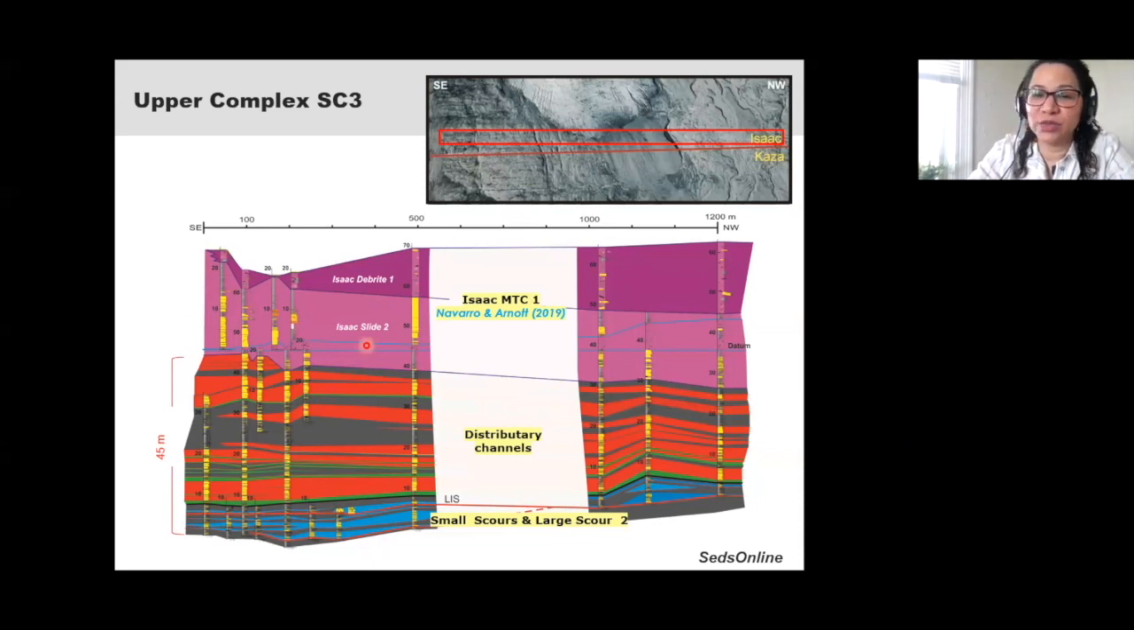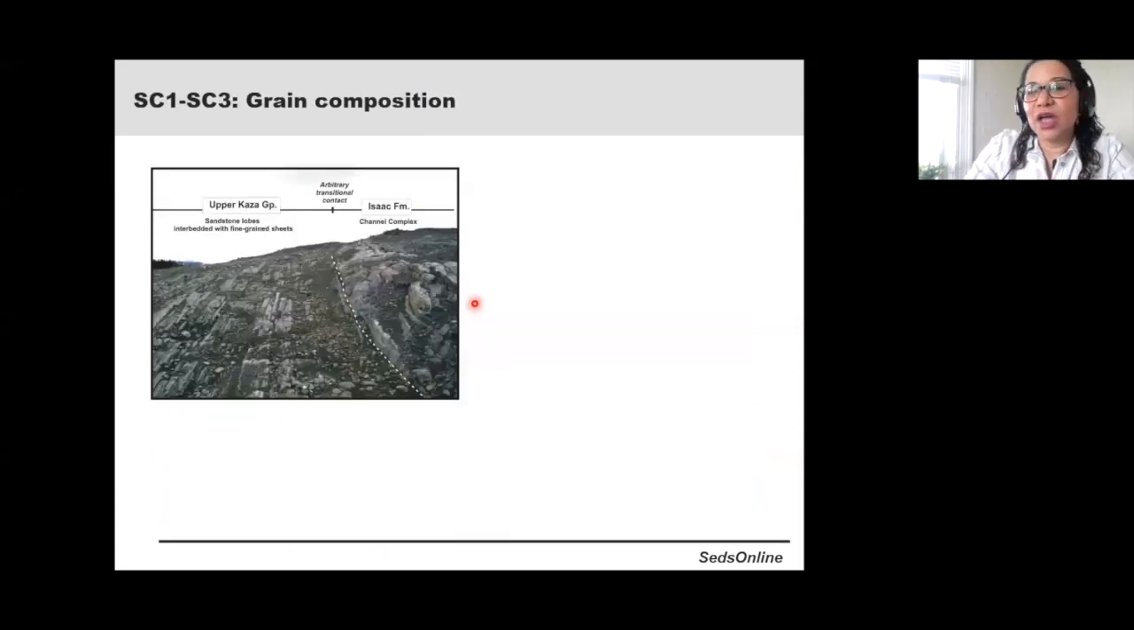And if you want to read more about that mass transport complex, there is a paper that we published a few years ago about it. I recommend it if you are interested in what this complex is made of. Now that I have shown you all of the architectural variability expressed within this interval, I want to show you a few more changes that we see within that interval.